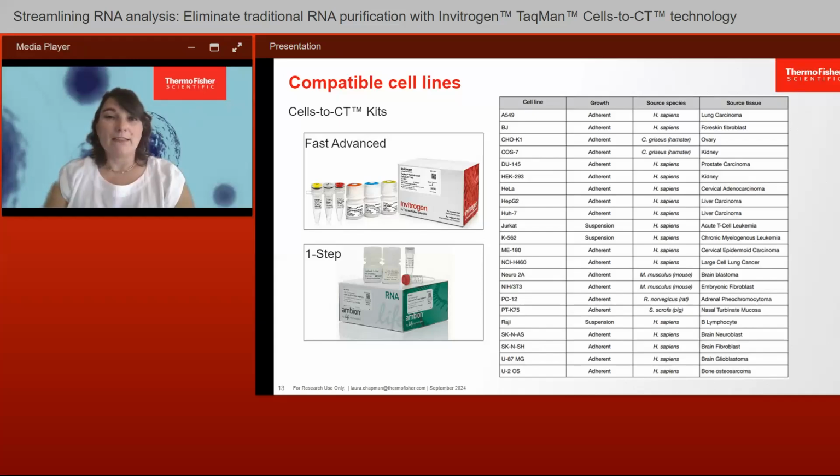For the Fast Advanced and one-step kits, those have been out on the market for a little bit longer, so we have had the opportunity to test more cell lines with these. Listed here are the cell lines that we've tested with these kits. It's a few more than the Express, also from a wide variety of different sources. And again, this doesn't mean that it wouldn't work on your specific cell line. We would just need to test that in your lab with your conditions and see if it would work.